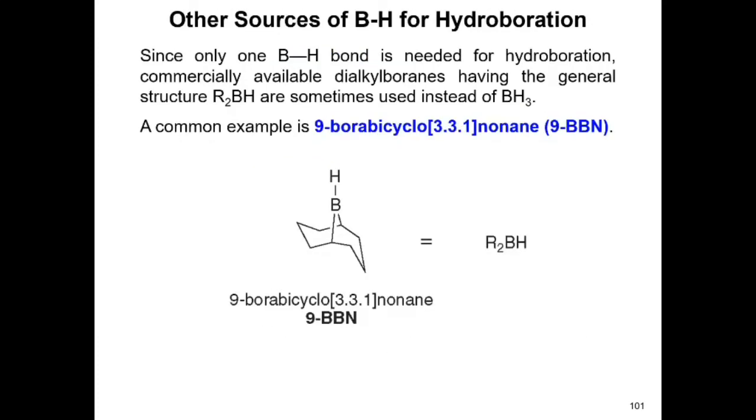Since only a single boron to hydrogen bond is needed for hydroboration, commercially available dialkylboranes having the general structure R2BH are sometimes used instead of borane, BH3. So one common example is 9BBN, and this is the structure of 9BBN. As you can see, there's only one single boron to hydrogen bond shown here in this molecule, and this is abbreviated with the symbol R2BH.